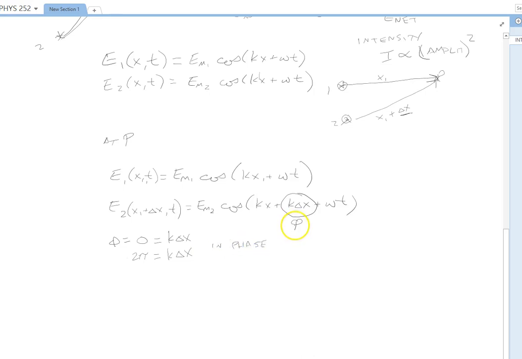So if that extra phi was 2 pi, these two cosine values would be the same. Well, what about if they were 4 pi? Yep, they'd still be in phase, 6 pi. Okay, so let's focus on the 2 pi first.